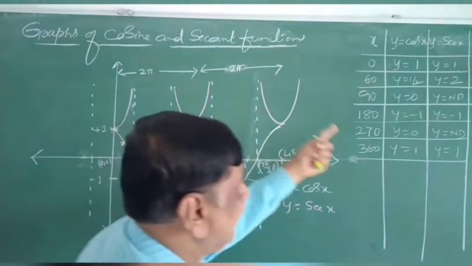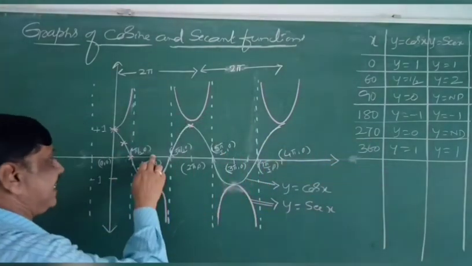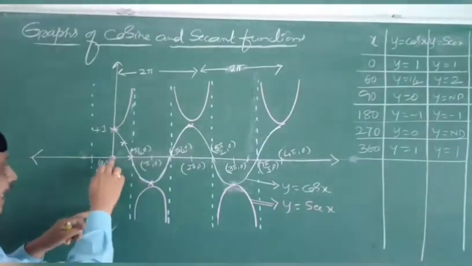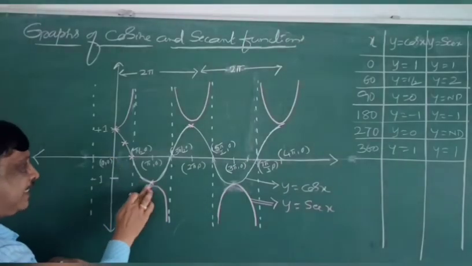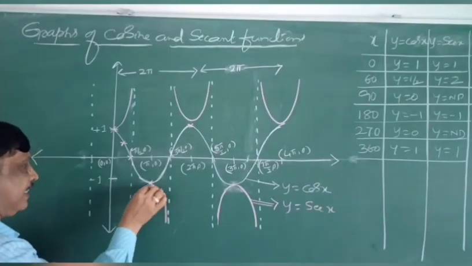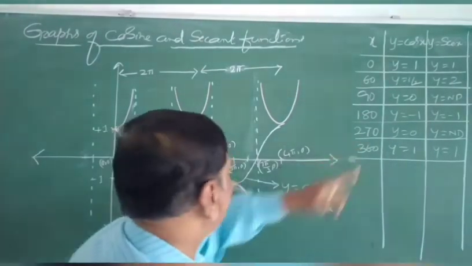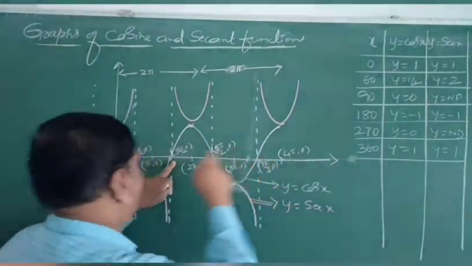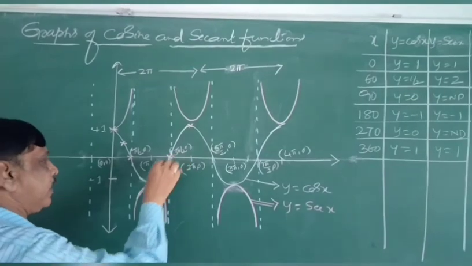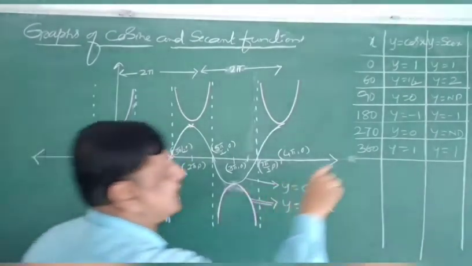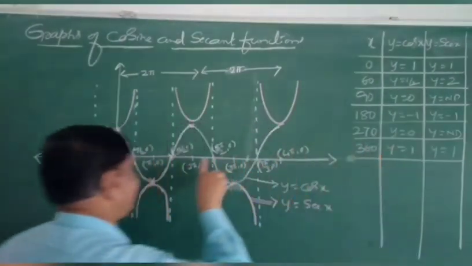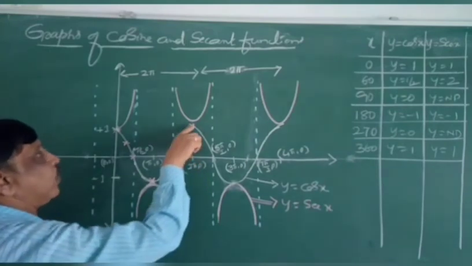When x is equal to 180 degree, y equals minus 1. It comes below the x-axis. When x is equal to 270, y equals 0. So this point. And next, when x is equal to 360 degree, y equals 1.